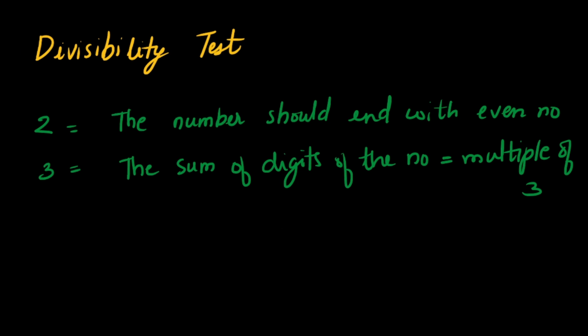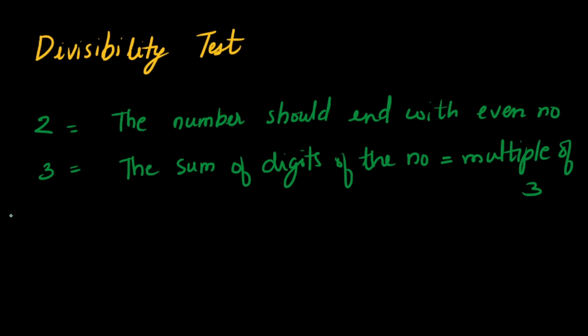I'll take another number, that is 108. When you add these digits, 1 plus 0 plus 8, 1 plus 0 is 1, 1 plus 8 is 9, you get 9. So 108 is divisible by 3 because 9 is a multiple of 3, right? So this number is divisible by 3, and you can do prime factorization with this number.